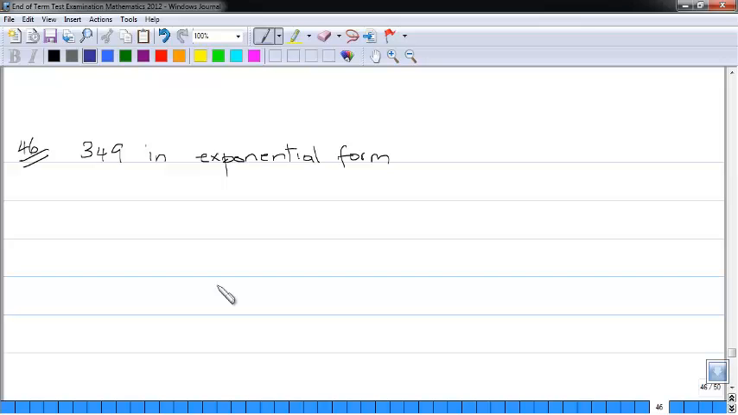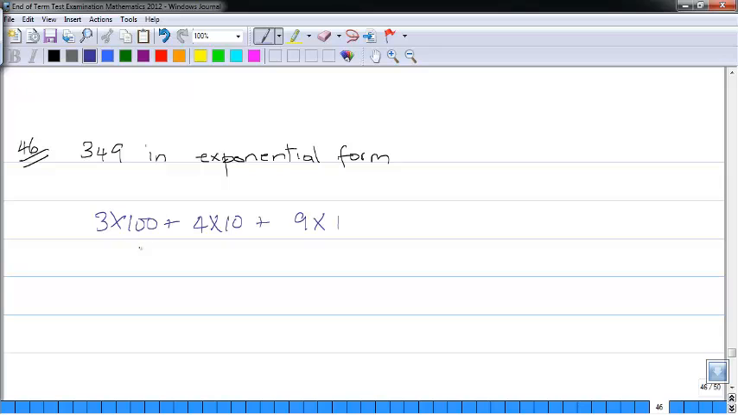Number 46. Number 46 says we should write 349 in exponential form. Now, let's look at this. We have 300, which is really 3 times 100, plus what? 4 times 10, plus 9 times 1, right? This is expanded notation.